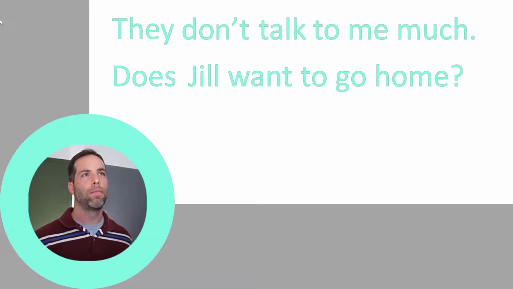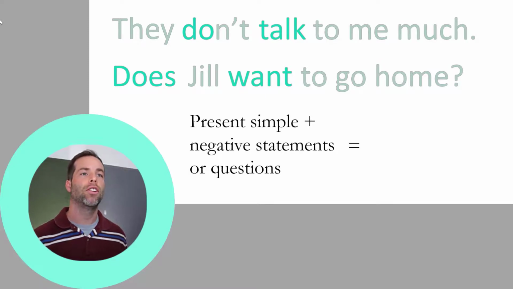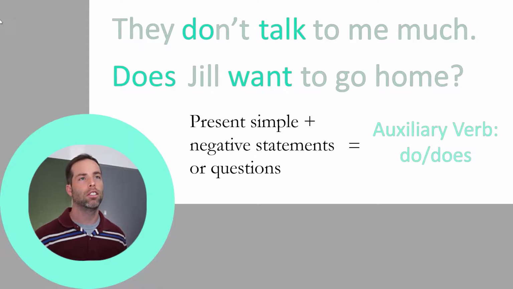In these sentences, they don't talk to me much, and does Jill want to go home, we have 2 verbs, and we have the auxiliary do and does. In the first sentence, talk is the main verb and do is the auxiliary. In the second sentence, does is the auxiliary and want is the main verb. Why do we have these here? Because in the present simple, when we have negative statements or questions, we do have an auxiliary verb, and the verb is do or does. Let's look at when we can use the auxiliary in the past simple.